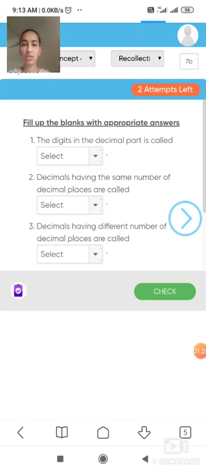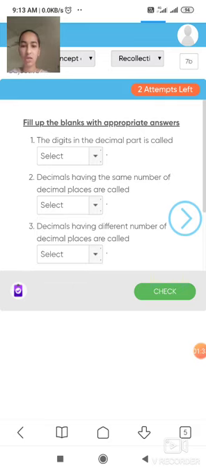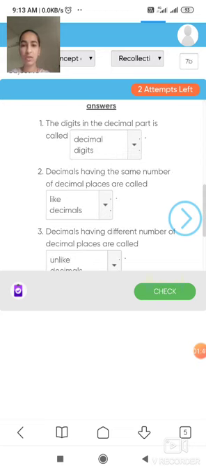Now the next one: decimals having the same number of decimal places are called like or unlike. From this you have to select. Now see the answer. The answer is: the digits in the decimal part are called decimal digits. And decimals having the same number of decimal places are called like decimals.